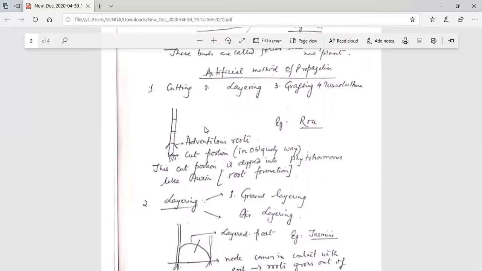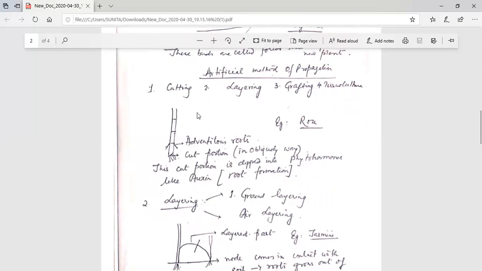So this is a cut portion or the cut part of a stem, like take the example of a rose or sugar cane. Now, when we cut a stem, we have to keep it in mind that the cut should be done obliquely. And we will keep this cut stem in a phytohormone like auxin, which helps in root elongation. After the root has developed, we will keep it in soil for further growth. So this is the process of cutting.